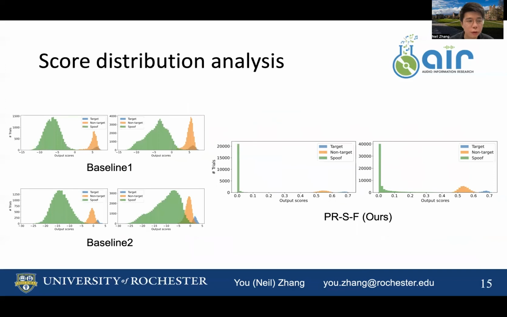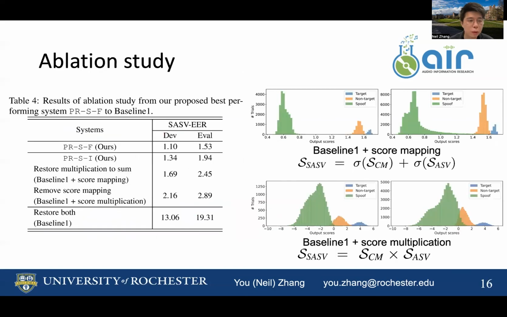Finally, we perform score distribution analysis on our best performing system, and we show that our system can successfully discriminate these three classes: target, non-target, and spoof. It's much better than the baseline methods. Also, we perform an ablation study. Our system, PRSF, achieved the best performance. And if we remove the fine-tuning strategy and use direct inference, the performance got degraded. So this shows the effectiveness of our fine-tuning strategy.